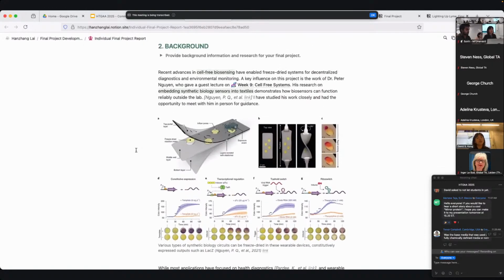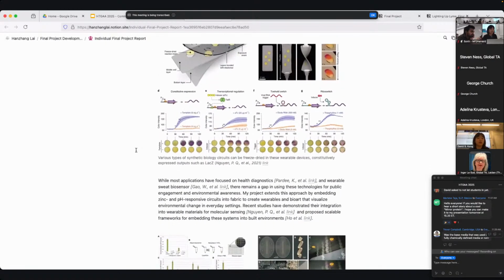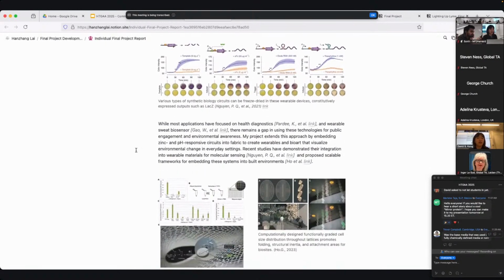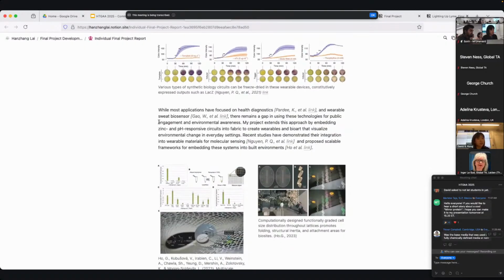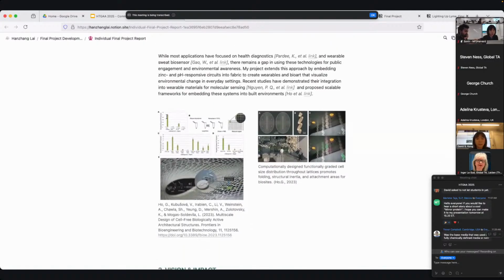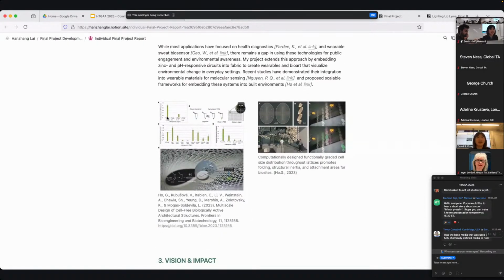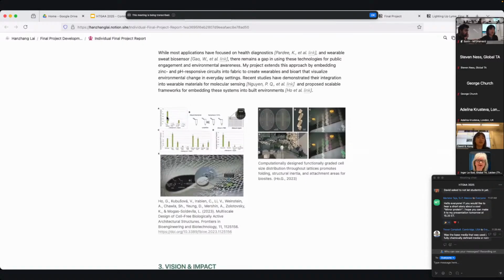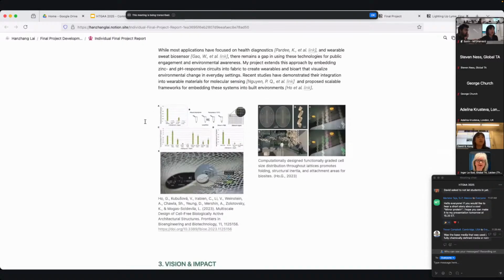So cell-free biosensing has been studied a lot in recent years, but most of it is focused on health and diagnostics, and specifically sweat biosensors, because sweat contains a lot of the signals that could be useful in practical fields. But I'm thinking about a more everyday setting that could look at environmental signals.